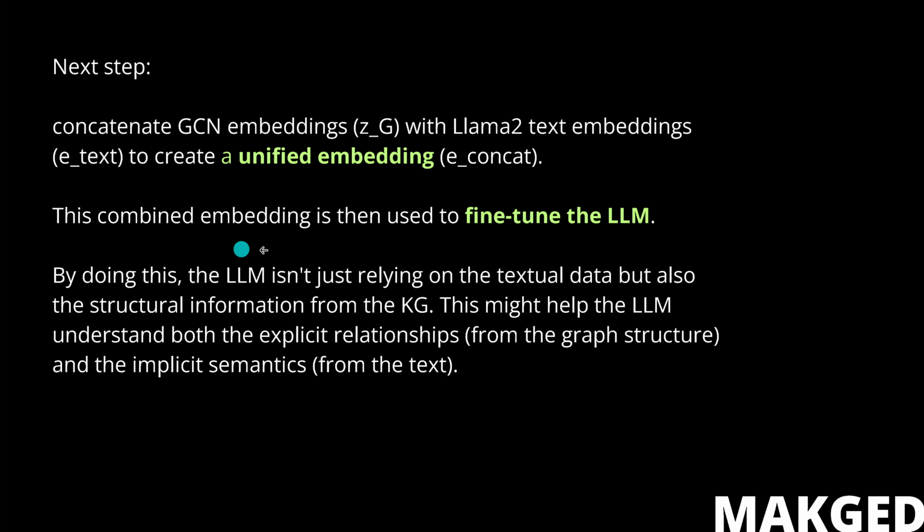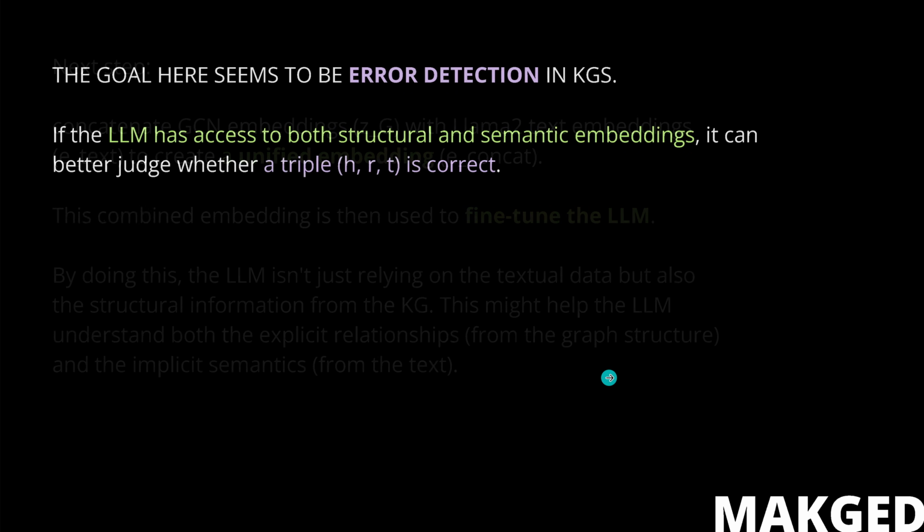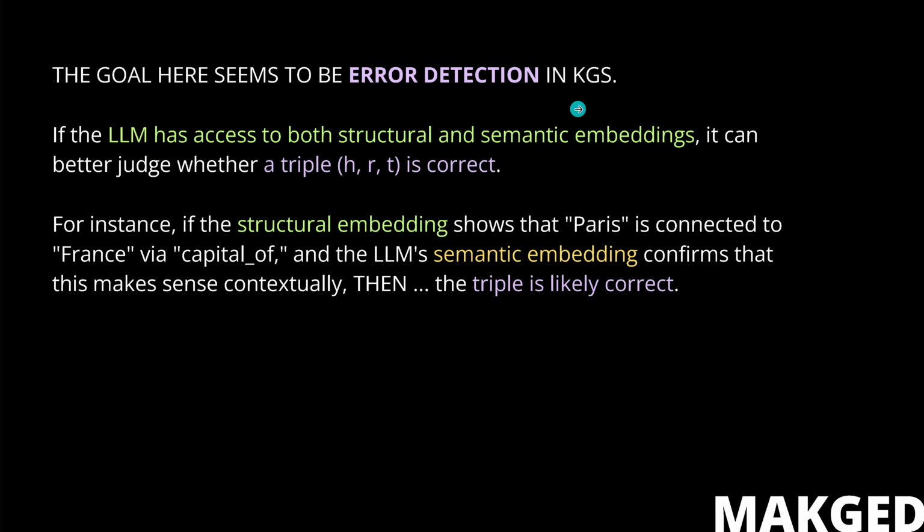By doing this, the LLM is not just relying on the textual data, but also on the structural information from the knowledge graph. You see this beautiful fusion of an LLM and the information of a knowledge graph. We bring them closer together. They are now so interlinked that each element is helping each other element. And this now helps the LLM understand both the explicit relationship from the graph structure and the implicit semantics here from the text.